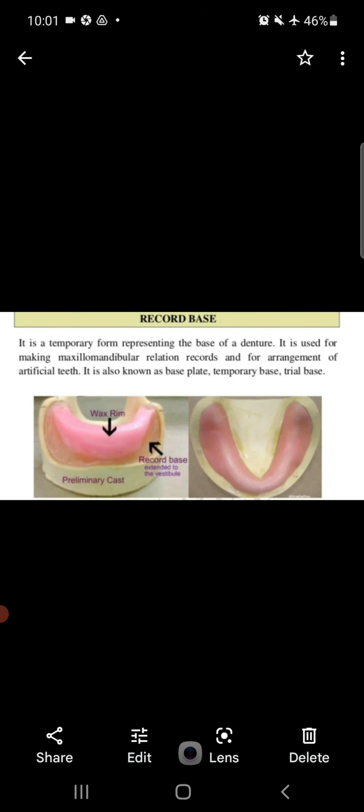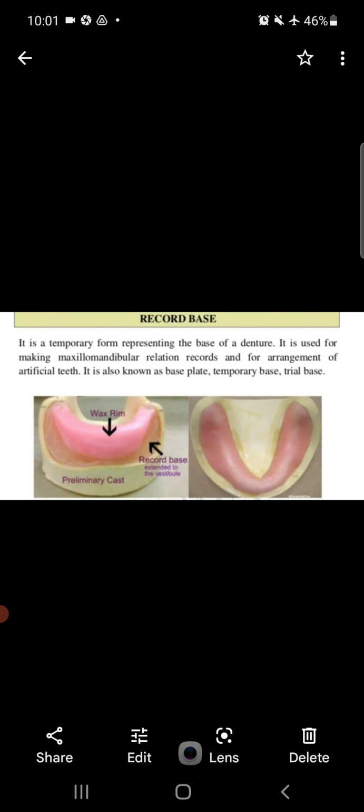Now after the secondary cast we apply wax on the secondary cast, and this wax we replace by heat cure acrylic resin. This is known as record base or base plate, and that is also known as temporary denture base or trial base. Above that denture base we make an occlusal rim, which is made by base plate wax.